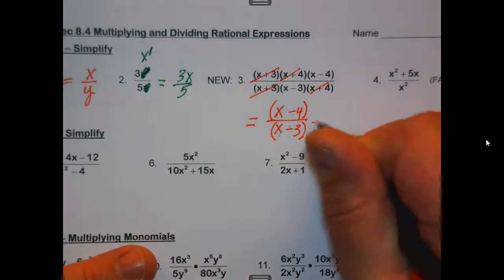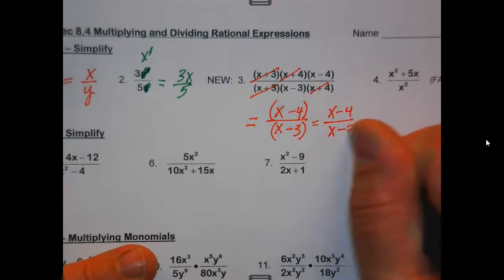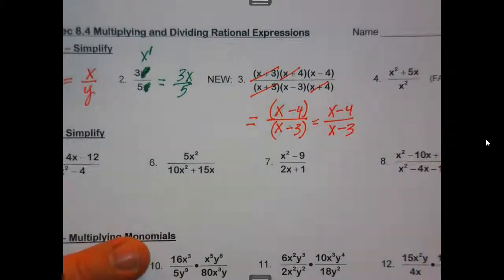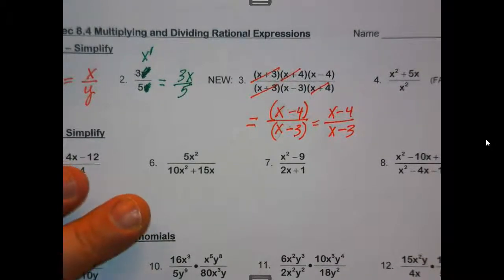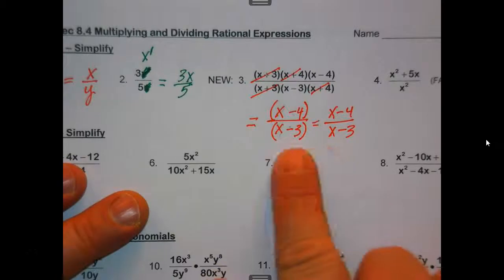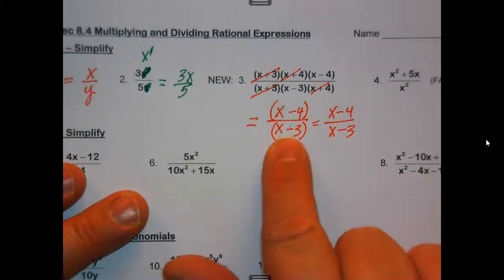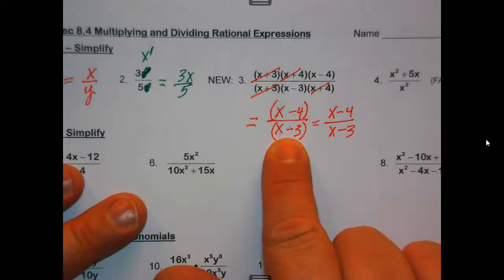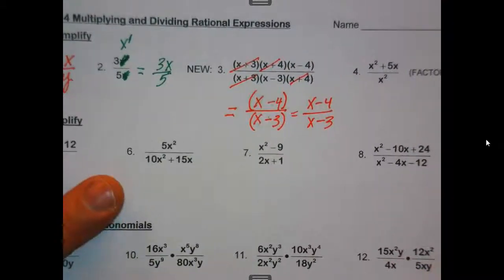You could leave it like that. But what happens is students see that x and they like to cross that out. Okay, so gotta be careful. Either one of these is fine. But I like students to put parentheses around it so they don't make the mistake of crossing the x's out. Okay. Now, number 4, this is where the fun stuff starts.